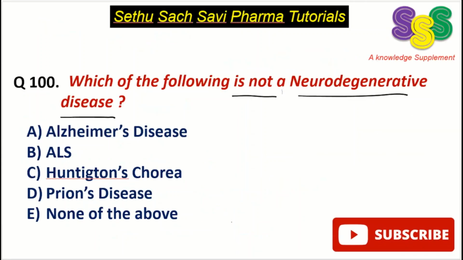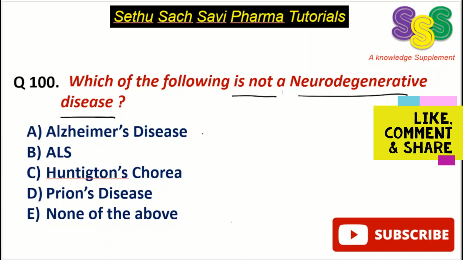Now coming back to your question, which of the following is not a neurodegenerative disease? As we have discussed, Alzheimer's disease is a neurodegenerative disease. ALS, the abbreviated form of amyotrophic lateral sclerosis, is a neurodegenerative disease. Huntington's chorea is a neurodegenerative disease. Prions disease is also a neurodegenerative disease. So the correct answer for this question will be E choice, none of the above.